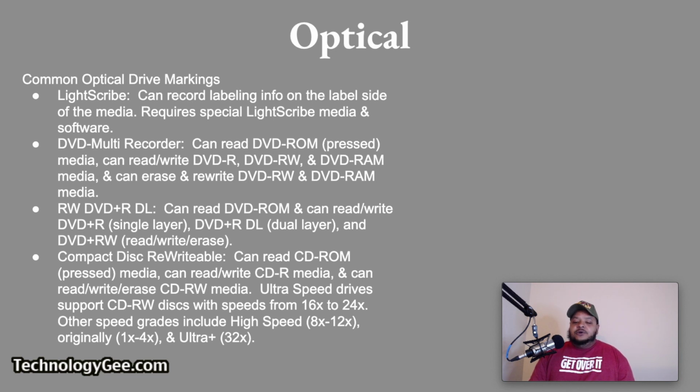The common optical drive markings are as follows. You have one that's called LightScribe that can record labeling information on the label side of the media and requires special LightScribe media and software. Then you have the DVD multi-recorder that can read DVD-ROM, which is pressed media. It can read and write DVD-R, DVD-RW, and DVD-RAM media, and can erase and rewrite DVD-RW and DVD-RAM media.